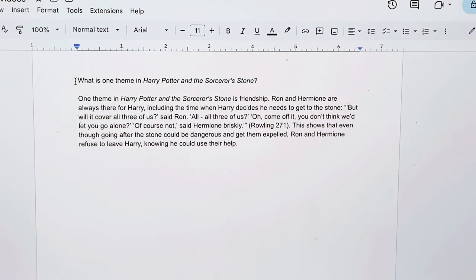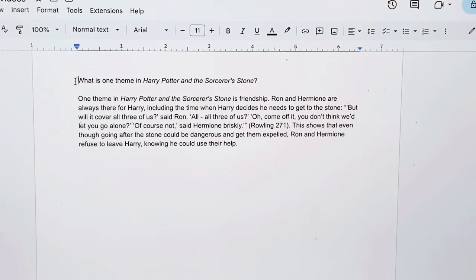What is one theme in Harry Potter and the Sorcerer's Stone? And this was our quotation sandwich. One theme in Harry Potter and the Sorcerer's Stone is friendship. Ron and Hermione are always there for Harry, including the time when Harry decides he needs to get to the stone. "But will it cover all three of us?" said Ron. "All three of us? Oh, come off it. You don't think we'd let you go alone?" "Of course not," said Hermione briskly. This shows that even though going after the stone could be dangerous and get them expelled, Ron and Hermione refused to leave Harry, knowing he could use their help.